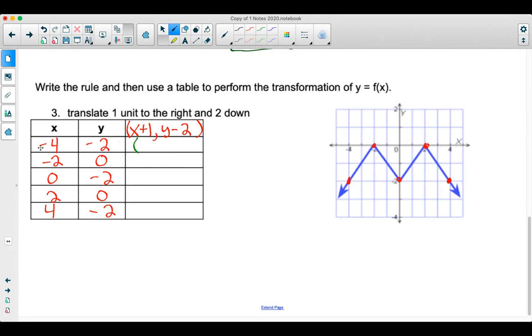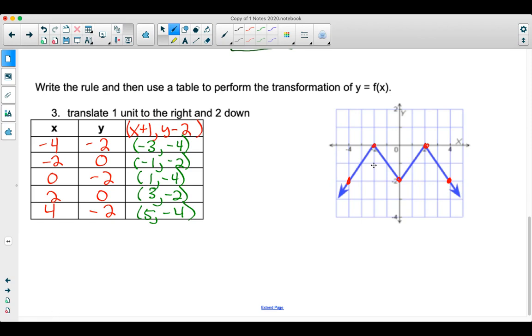So we're going to add 1 to every x value, subtract 2 from every y value. So the new point in this case is going to be -3, comma, -4. -4 plus 1 is -3. -2 minus 2 is -4. Add 1 to the x value, so -1. Subtract 2 from the y value, -2. Add 1 to the x value, 1. Subtract 2 from the y value. That becomes -4. Add 1 to the x value, 3. Subtract 2 from the y value, -2. Add 1, 5. Subtract 2 from y, -4.